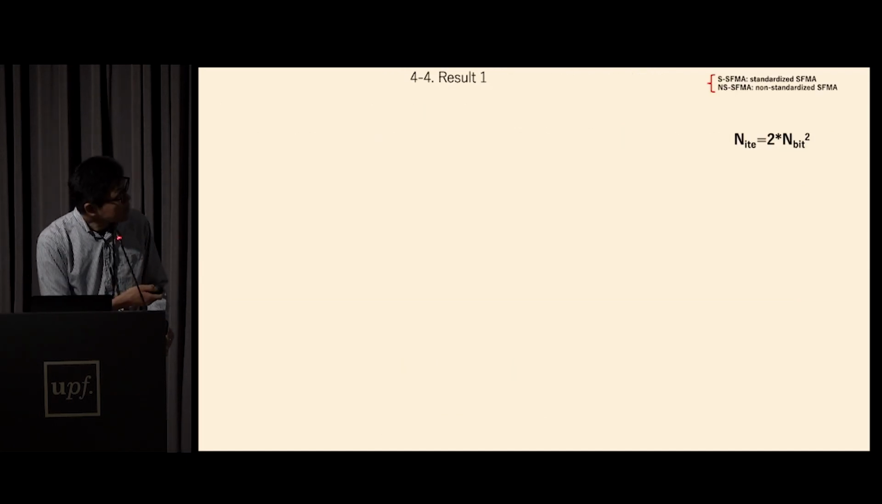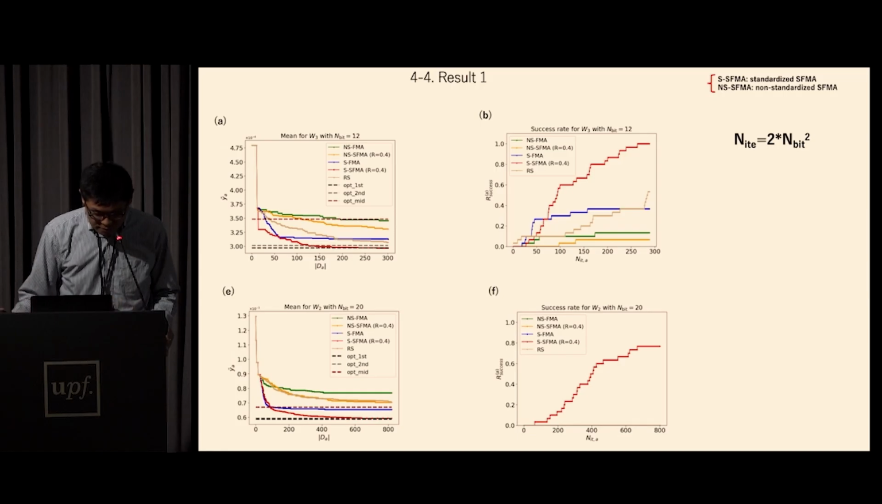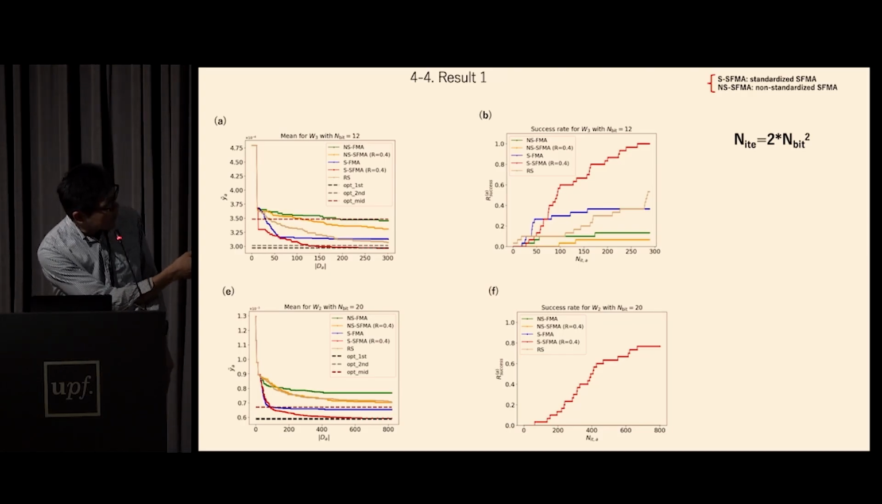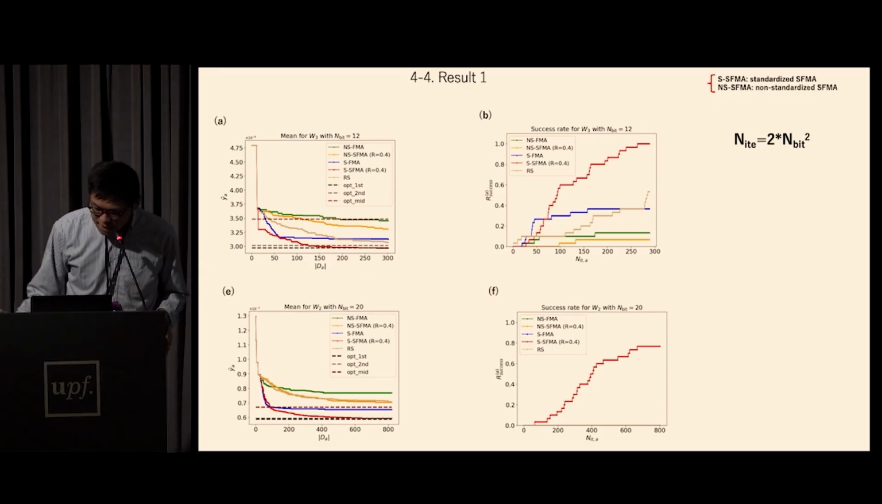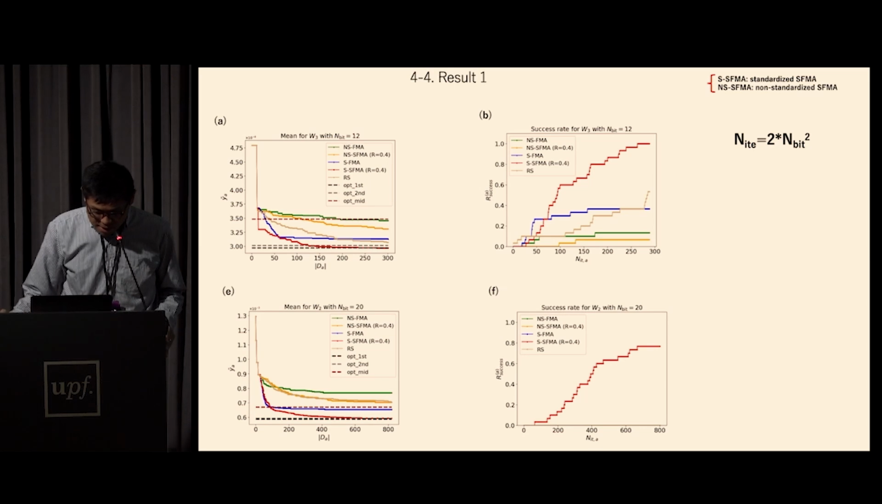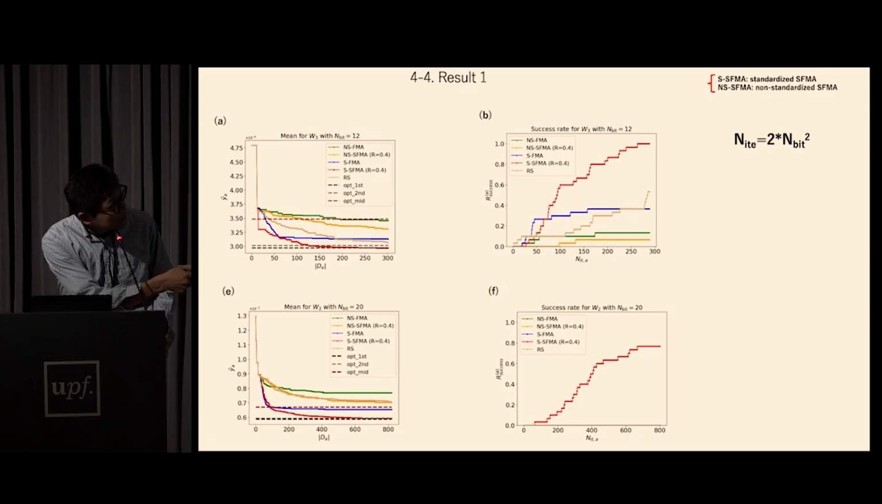Okay, so this is our first result. In our experiment, we calculated two types of quantities. The first one is the averaged optimal values yielded by the algorithms, in A and E. And the second quantity is the success rates of finding the optimal solutions, which we plot in B and F. And please look at the red curves.